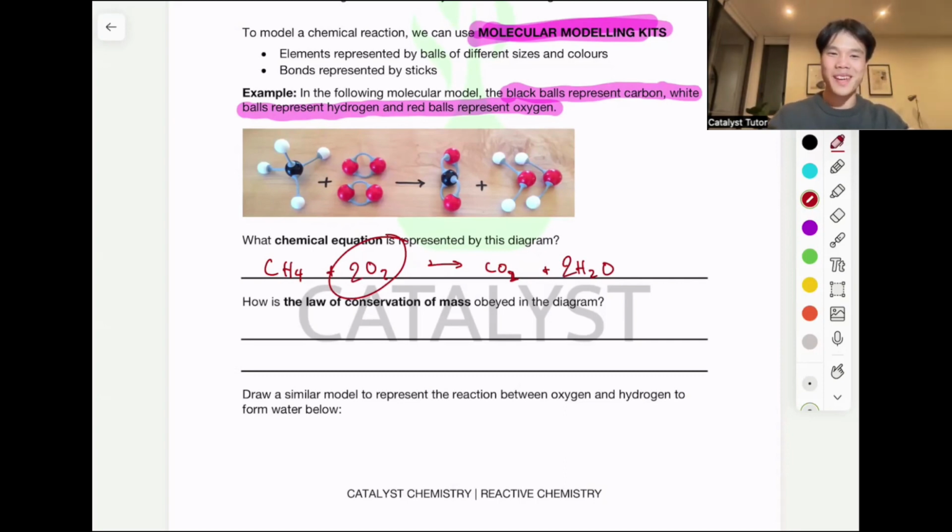Thank you. And then for the second part, how would you say the law of conservation of mass is obeyed in the diagram? How do we say that? How is it obeyed? Yes, Sophia.